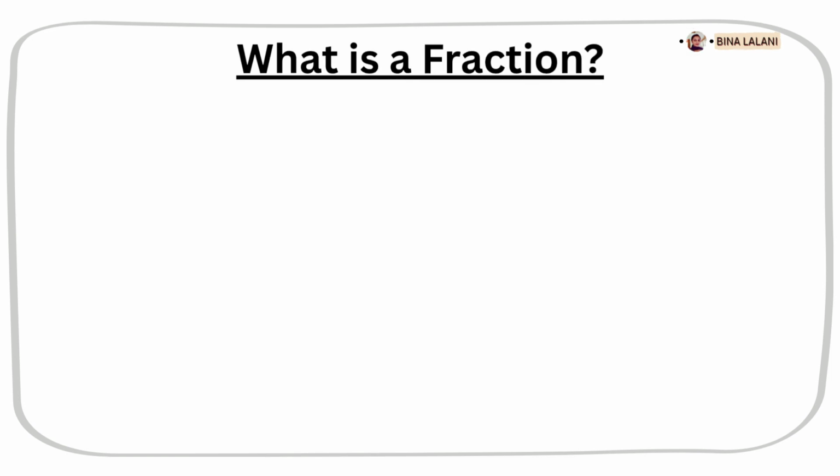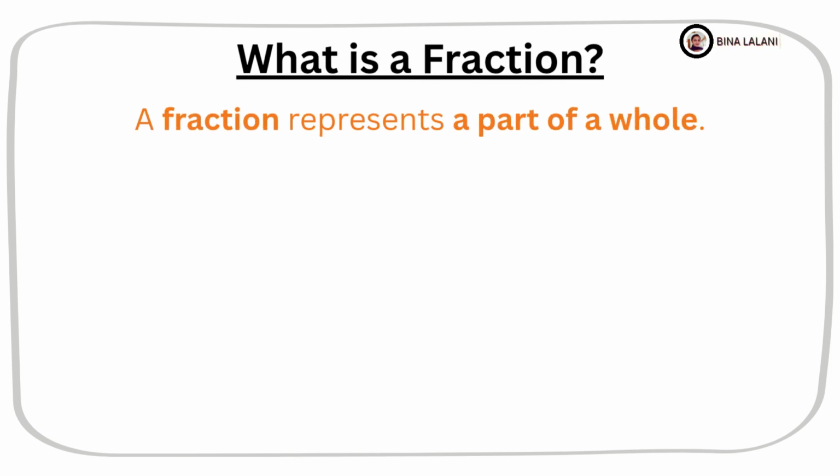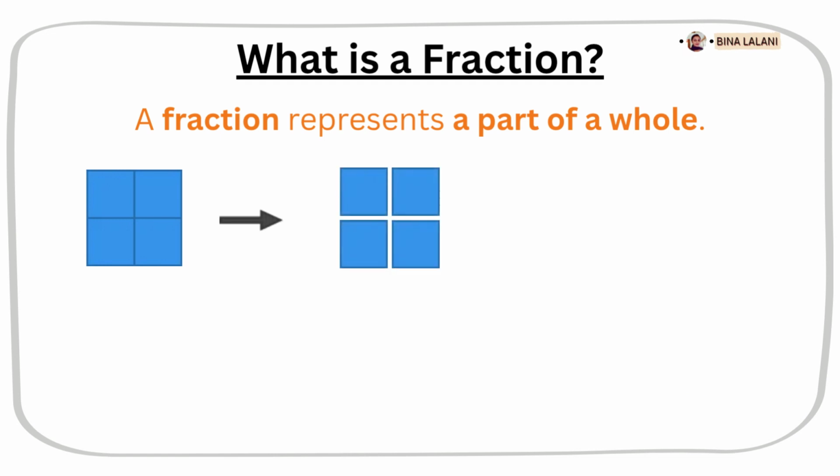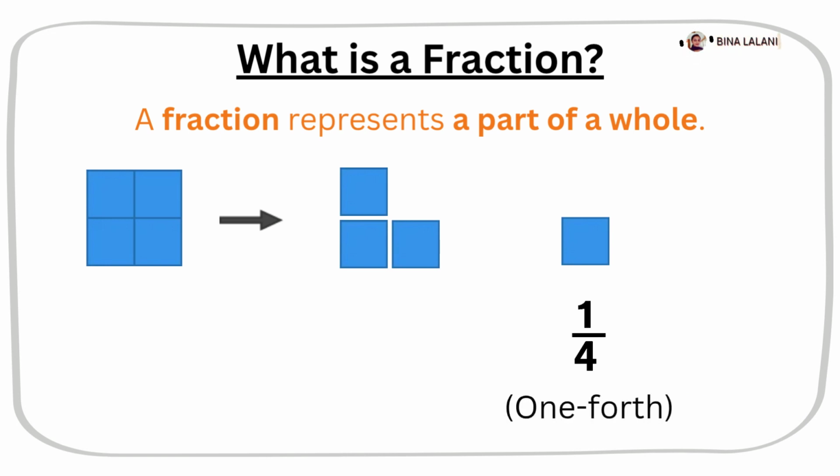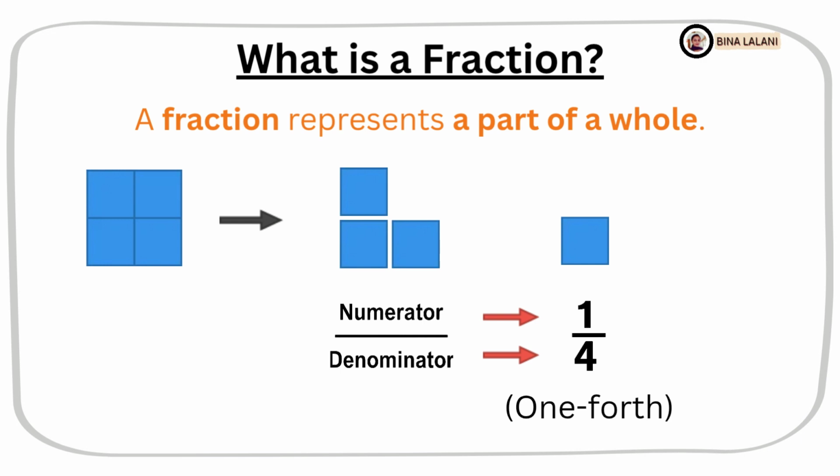What is a fraction? A fraction represents a part of a whole. Look at this square. It is divided into 4 equal parts. If we take one part, we write it as 1 by 4, 1/4. Here, 1 is called the numerator, top number, and 4 is called the denominator, bottom number. So, a fraction shows how many parts we take from a whole.